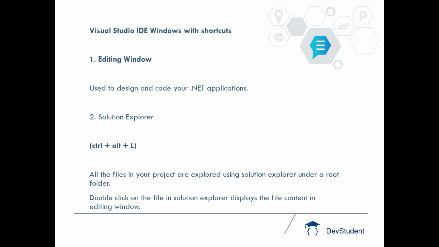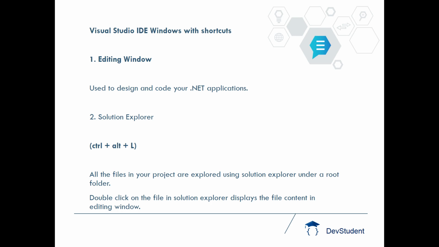So as Visual Studio is an IDE, it's going to have a lot of windows. It's a tool, it's a Windows application. So here I have listed some of the shortcuts which will be very useful. So first is an editing window. Editing window is used to design and code your .NET applications. It is present in the center of Visual Studio where you can design your applications and also you can edit your code. Next, second one is Solution Explorer.